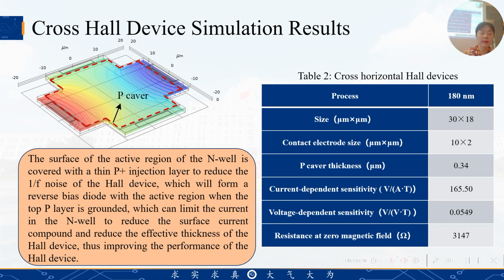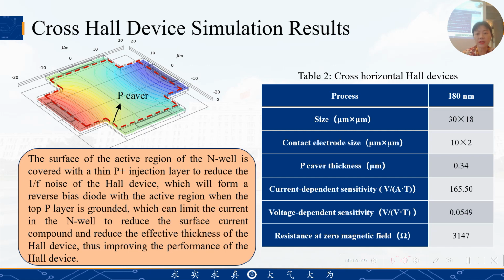And the cross-Hall device simulation result can be concluded here. These are the parameters which we choose according to the COMSOL simulation. First of all, we are based on 180 nanometers, and the size of the cross horizontal Hall device is 30 multiply 18. The contact electrode size is 10 multiply 2, and the thickness is 0.34.